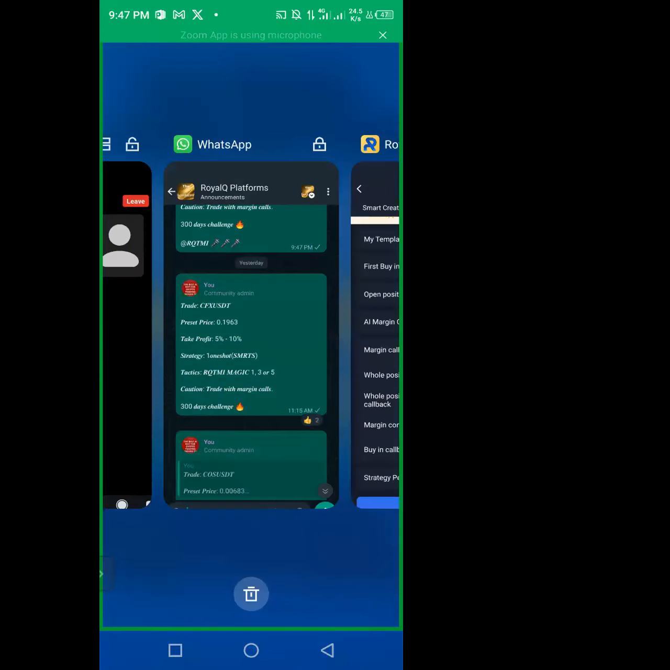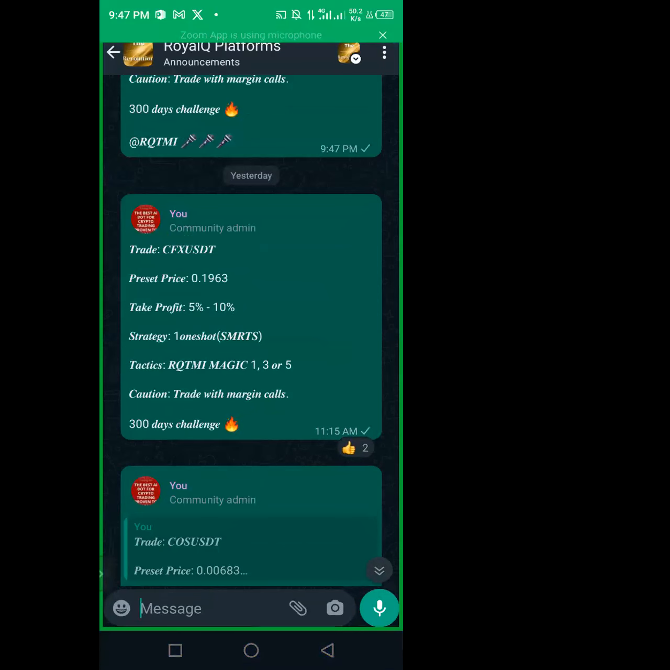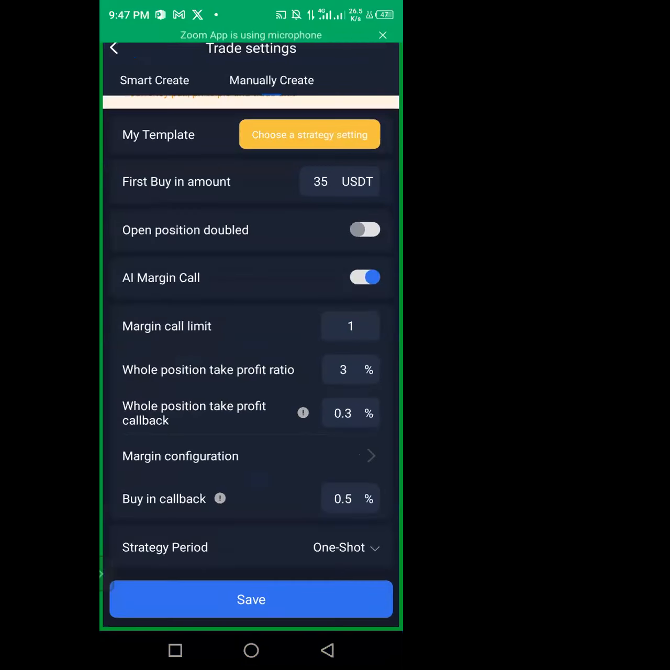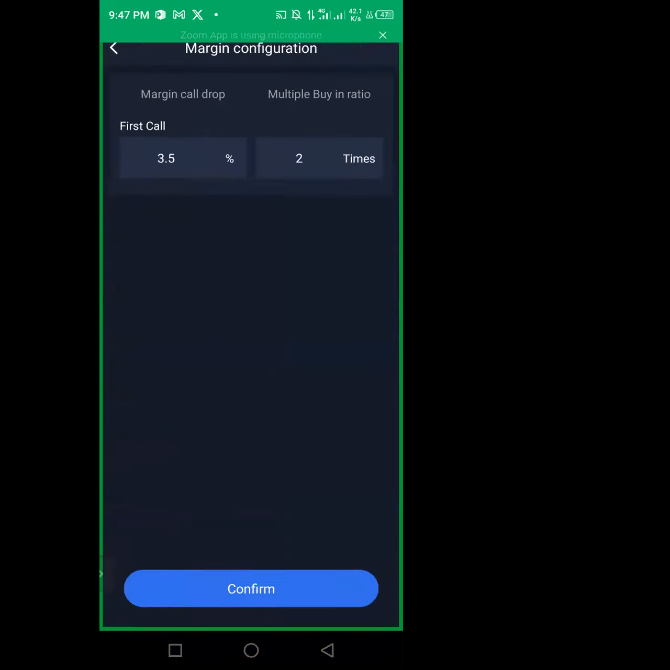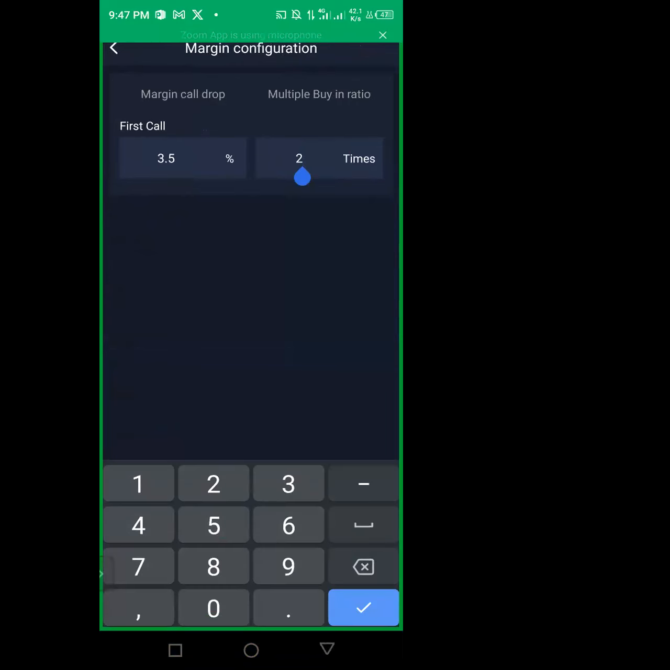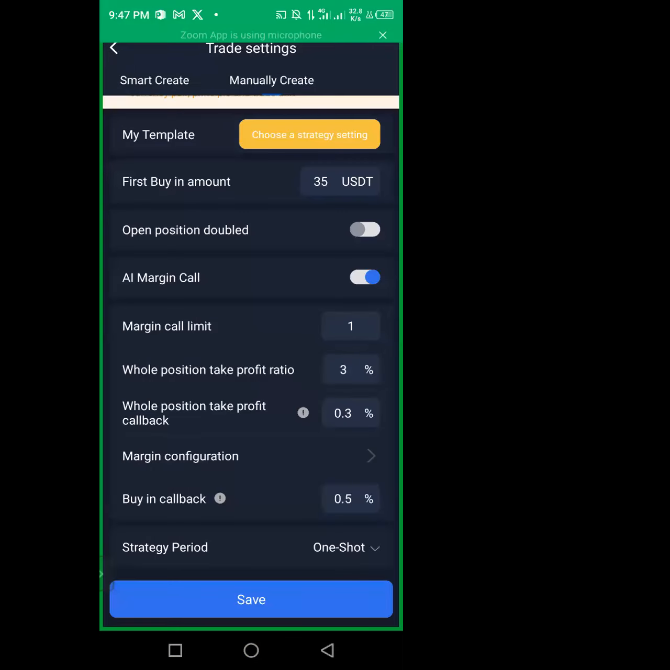Did the signal tell you to cover? Okay, it's telling you to use the magic 1356. So these margins, these settings are for one shot. So maybe you want to just use $50 to run this trade. So let's say 15. I'm going to explain this. Okay, let me just leave it like this and confirm. So let me save and confirm.